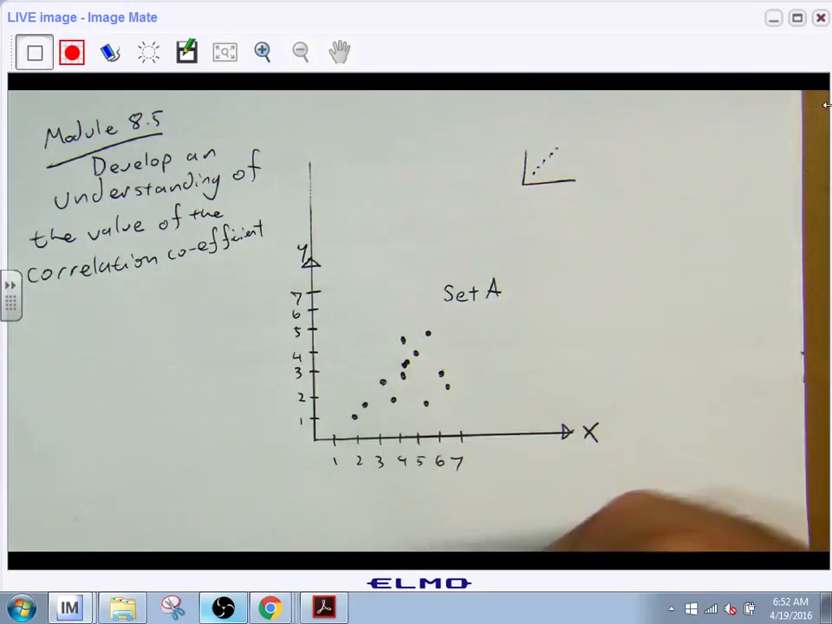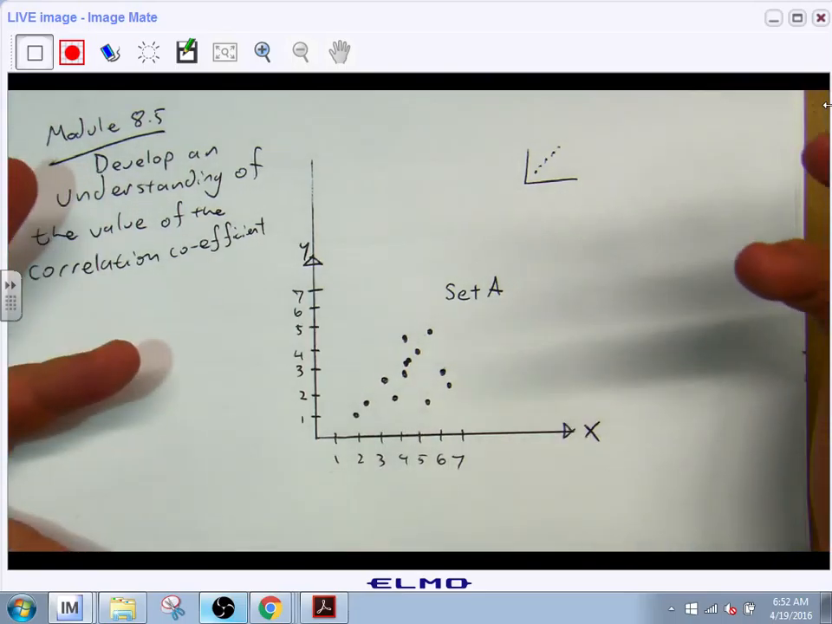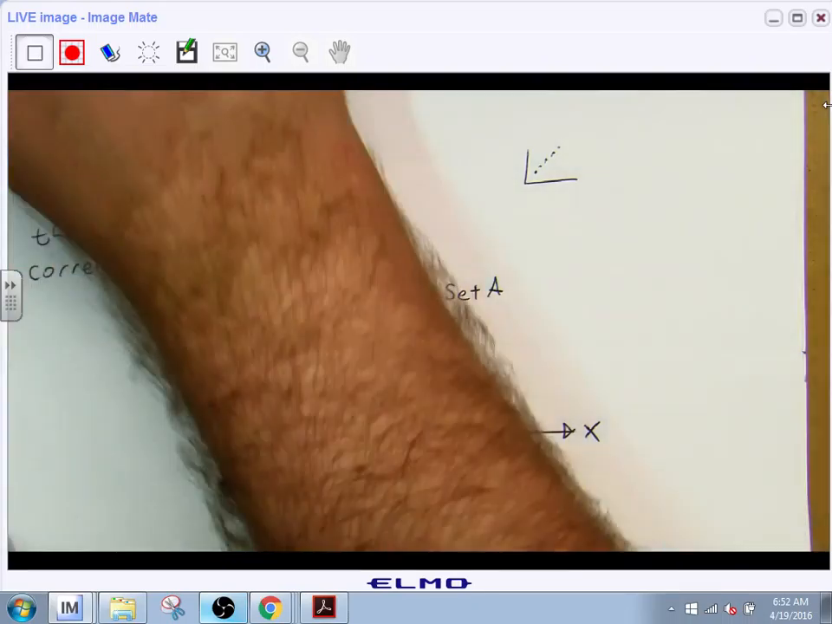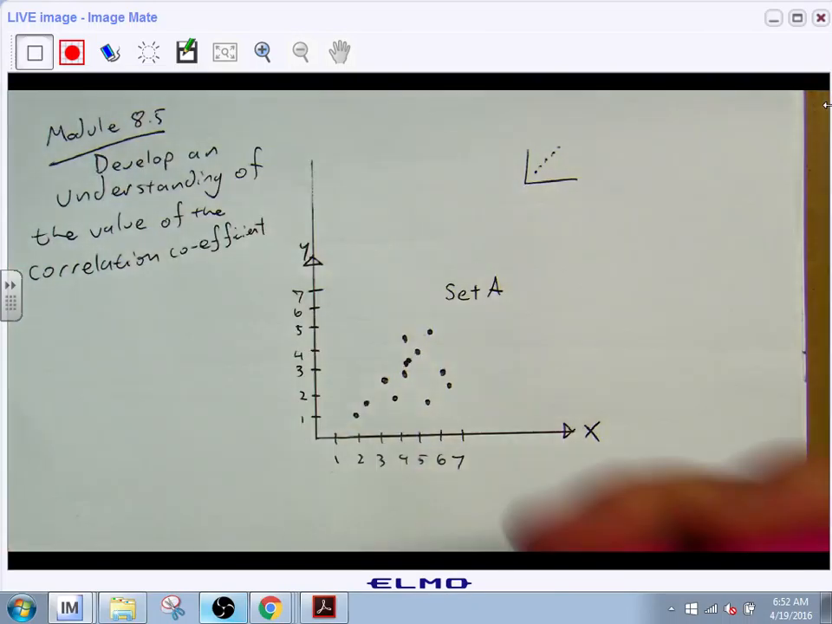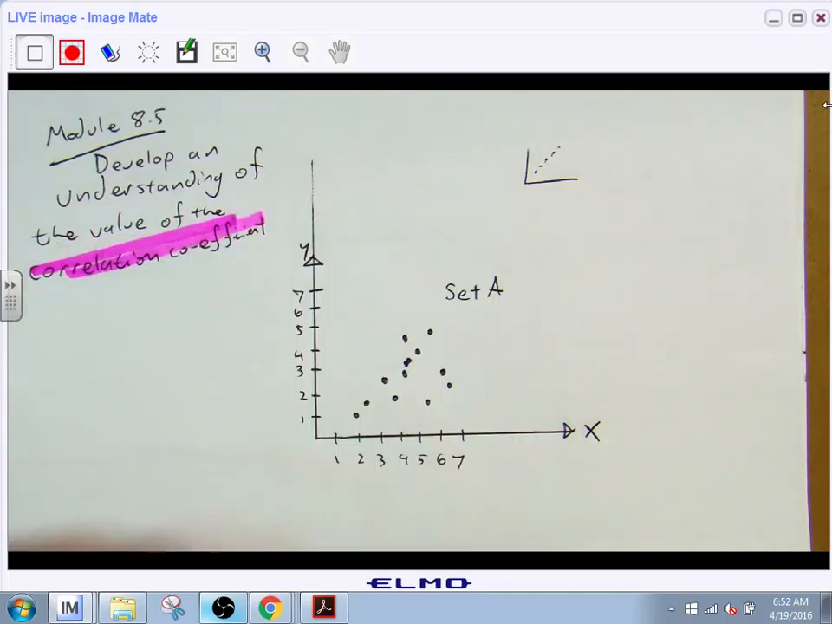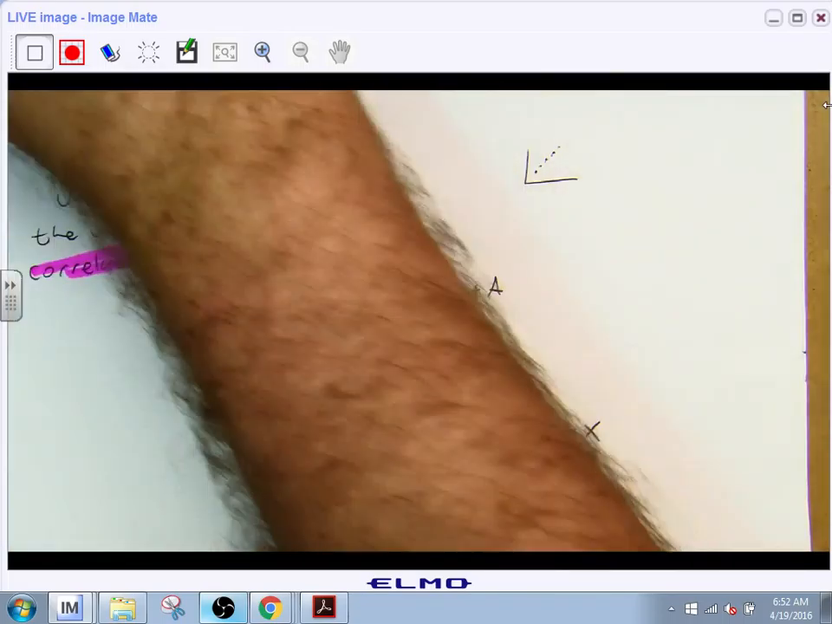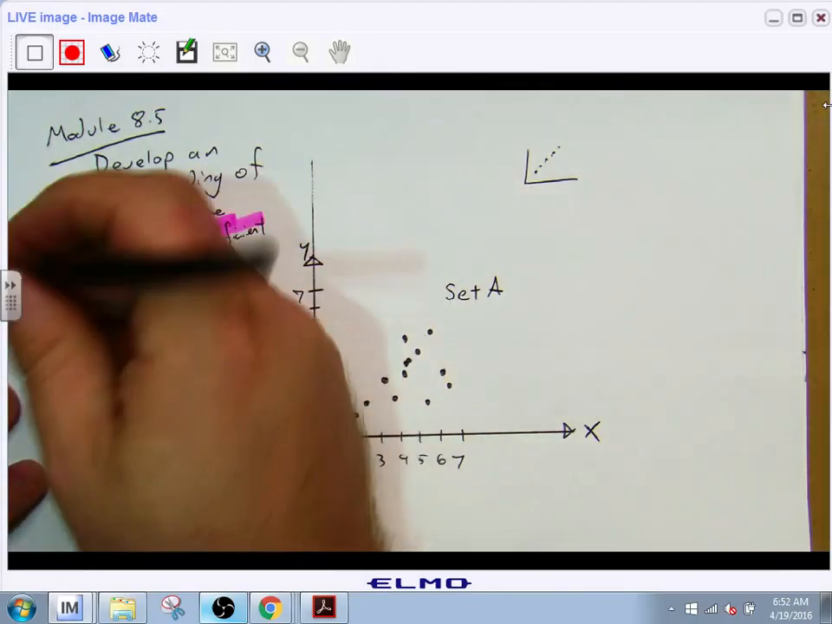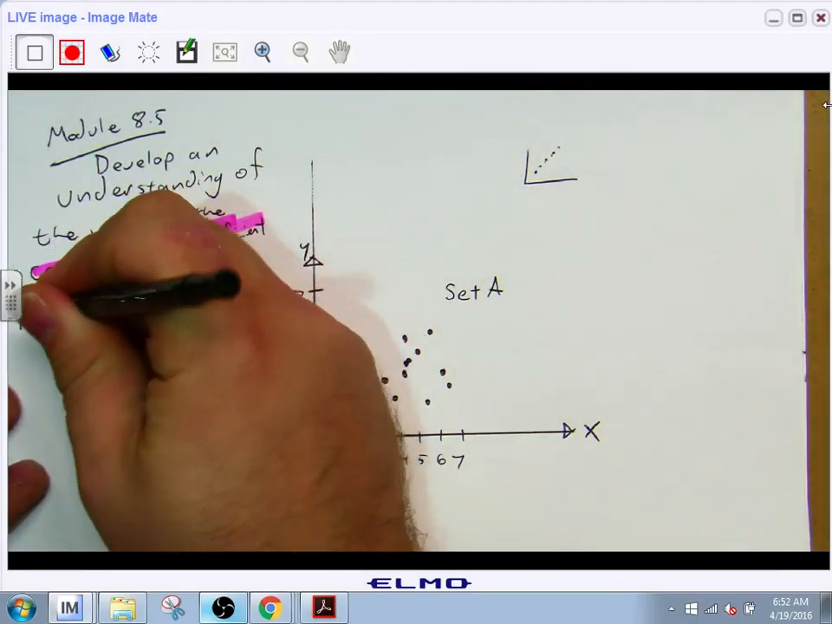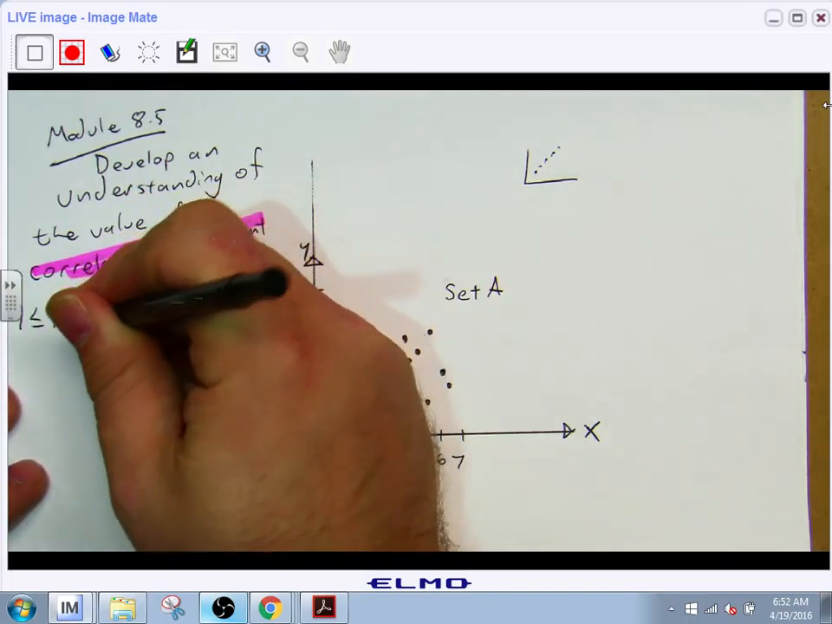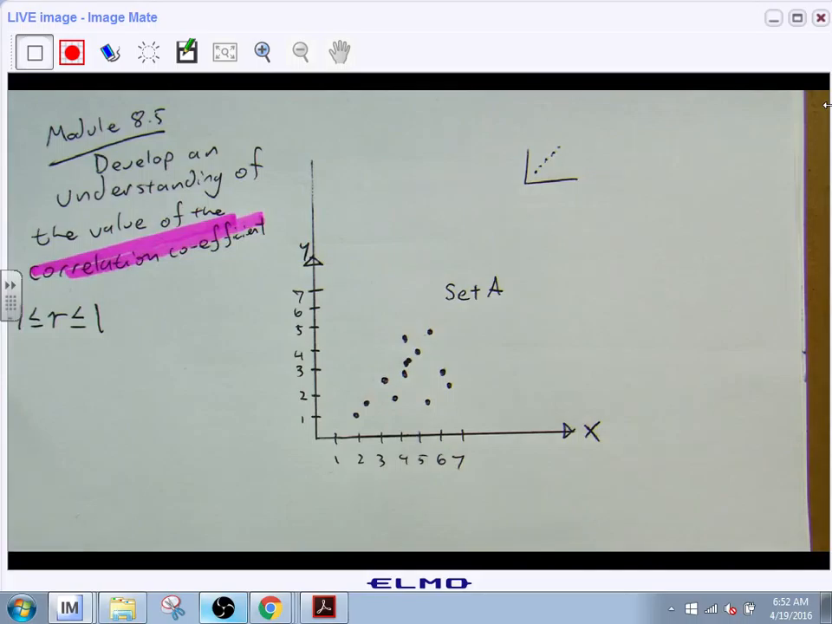But how do we compare correlations? And that's ultimately what the correlation coefficient is all about. And so I want to take a second right now to give you an idea of what the correlation coefficient means. The correlation coefficient is going to be a number between -1 and 1. And we call the correlation coefficient R.